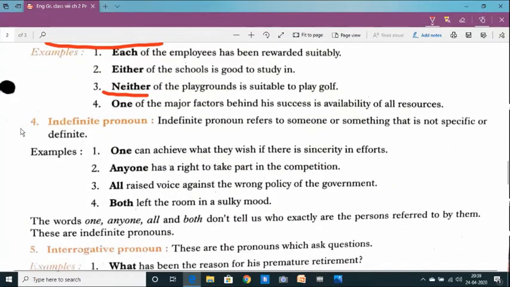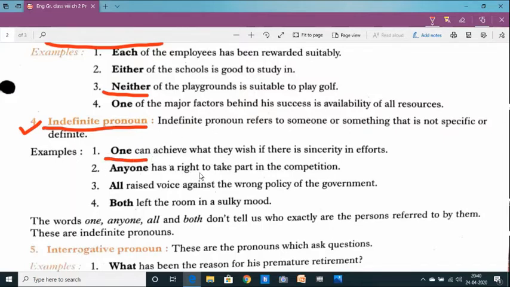Now, kind 4: indefinite pronoun. An indefinite pronoun refers to someone or something that is not specific or definite. Indefinite, as we know, the name is clear: not definite. Example: one can achieve what they wish if there is sincerity in efforts. One, here, is not specific to anyone.